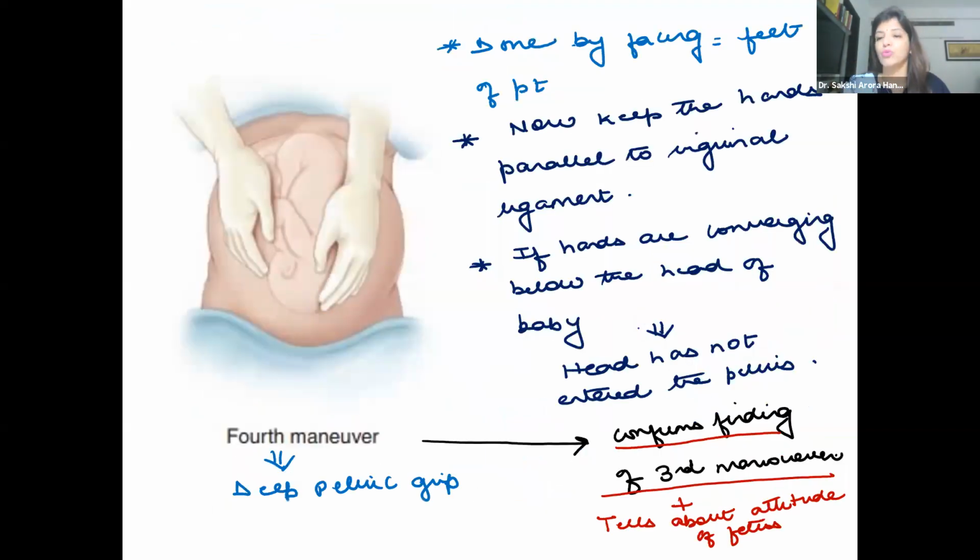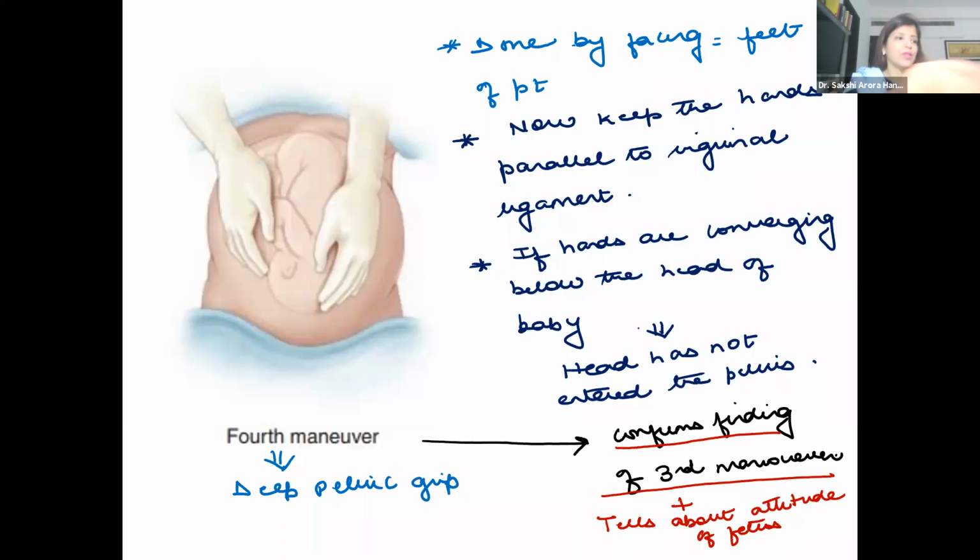Now, the last maneuver is done while you are facing the feet of the patient. And now whatever you did in the third maneuver, you are going to confirm it in the fourth maneuver, which is called the deep pelvic grip. You are going to keep both your hands parallel to the inguinal ligament, and you are going to again reach above the pubic symphysis, and you'll try to palpate what part you are feeling. Again, if you are feeling something which is globular, hard, firm, you say, I'm feeling the head. That means you've confirmed the finding of the third maneuver.